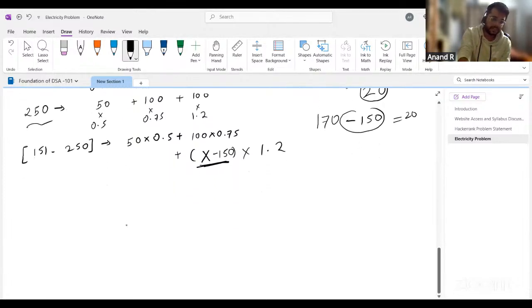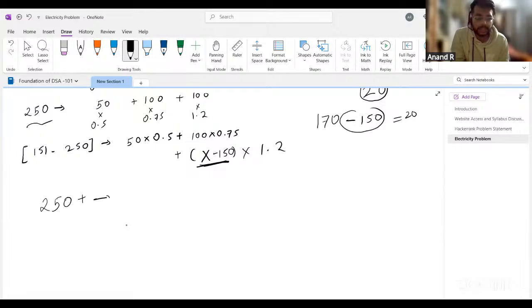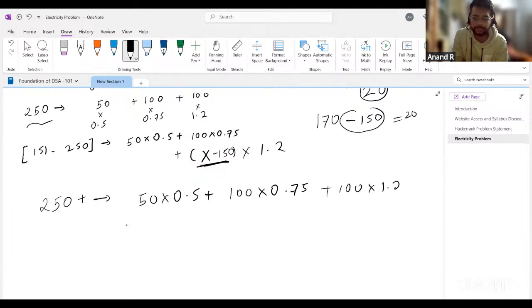Now, the last condition which is left, if it is greater than 250, then what? If it is greater than 250, so whatever the units are greater than 250, that will be charged at 1.5. So for the first 50 unit, it's 0.5. For the next 100 unit, it's 0.75. For the next 100 unit, the cost is 1.2. So for the remaining units, can I say that the cost is 1.5? What will be the remaining units? Can you tell me the formula?